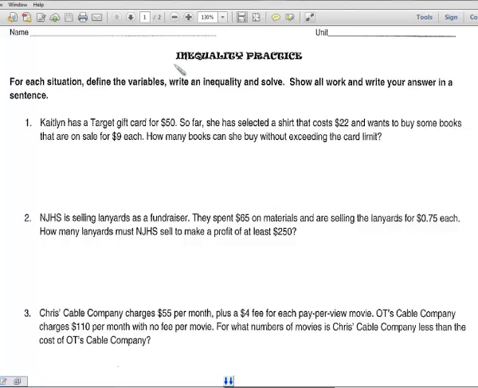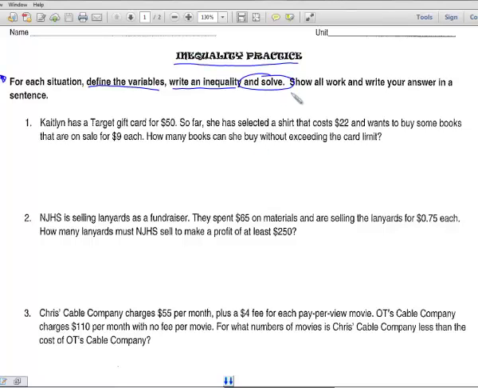Go ahead and get out your inequalities practice and we are going to go through a couple of these problems. First, we're going to read the directions to figure out what we need to do. For each situation, define the variables, write an inequality, and we're going to solve it. Some of these we haven't solved, some of them we have. So make sure that you're reading the directions to figure out which one is which.